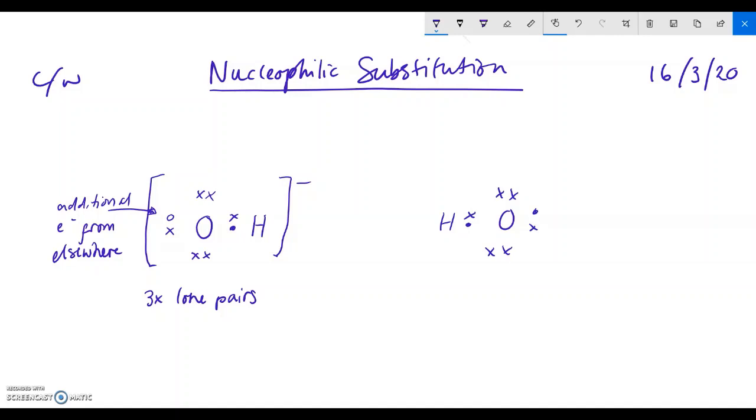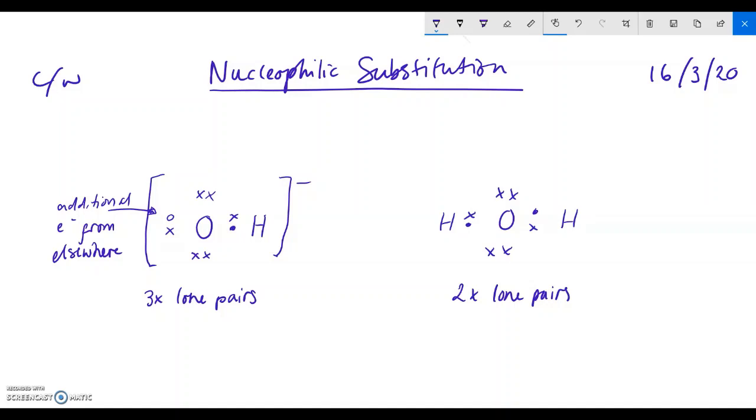And the dot and cross diagram looks like this. Now, here we've got 2 lots of lone pairs, which again are available to allow the molecule to act as a nucleophile. Now, it turns out that water is not as good a nucleophile as hydroxide is.